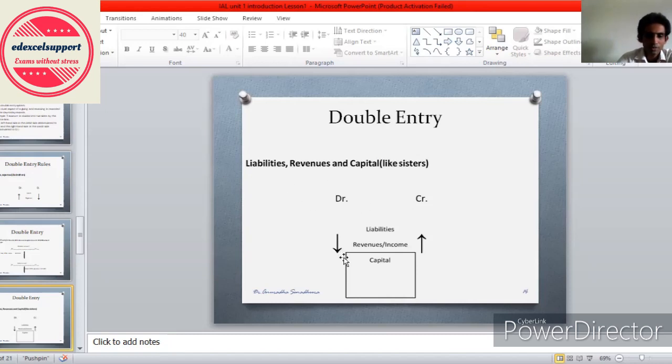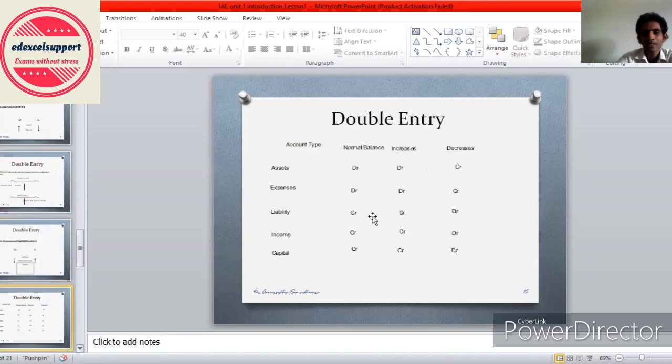I think you understood the rule. If you go to the next slide. Further, we can explain this double entry rule in this way. This is for the normal balance. Now you get the normal balance, the beginning of the month or beginning of the year balance, if you are given. Assets and expenses normally have a debit balance. But liability, income, capital, the three sisters, are the opposite. They normally have a credit balance. This is about normal balance.